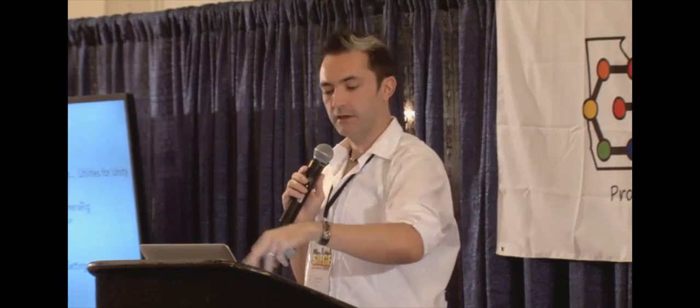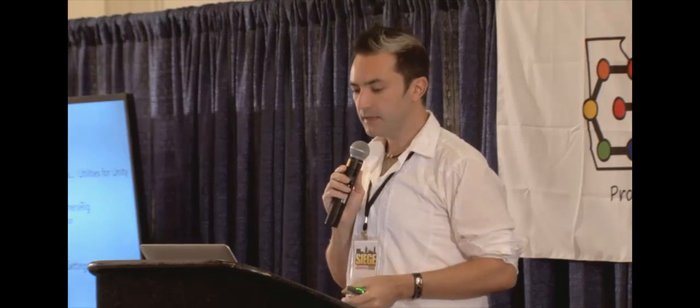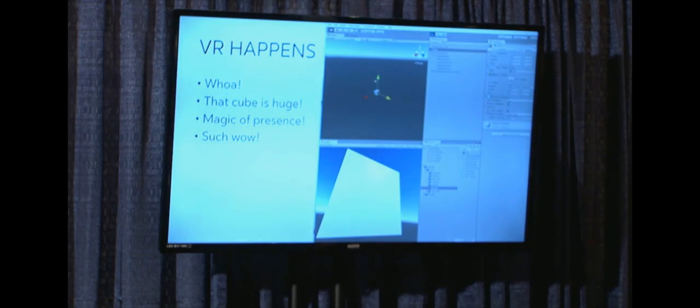Go into the menu and create a game cube by selecting the Game Object 3D cube. And then in the little menu that pops up on the right, set the size to 1 and the Z position to 1. And then go into your project settings, player settings, and turn on virtual reality. It's literally a checkbox, and then hit play. Holy crap, there's a giant cube in front of you. It's huge. You just made an epic monolith, magic of presence. You're super excited now, and you're going to run out and make a video game.